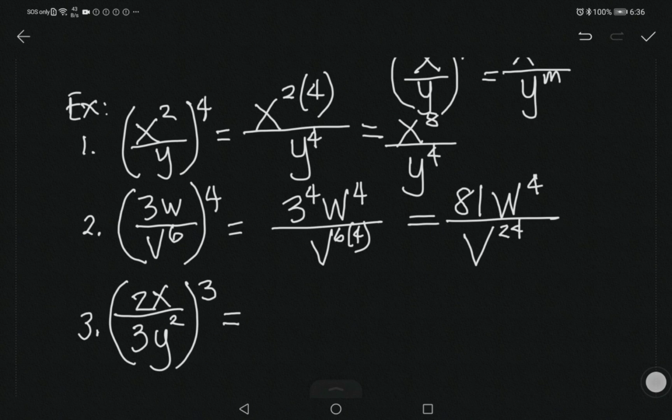Then for number 3, we have (2x over 3y squared) raised to the power of 3. Then we will distribute the exponent. So this is 2 raised to the power of 3, then x raised to the power of 3, and then over 3 raised to the power of 3, and y raised to the power of 2 times 3.